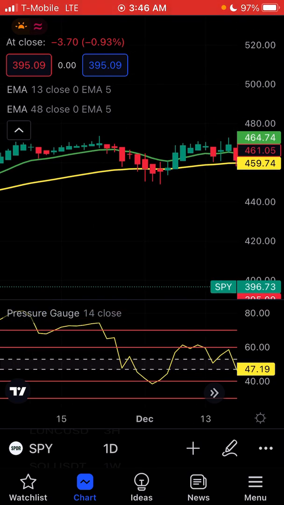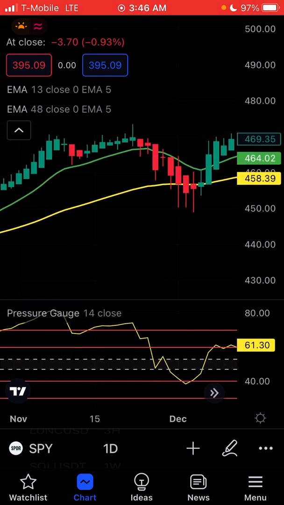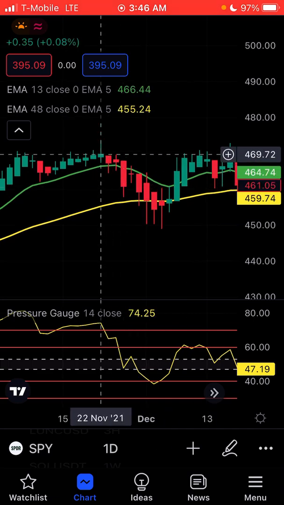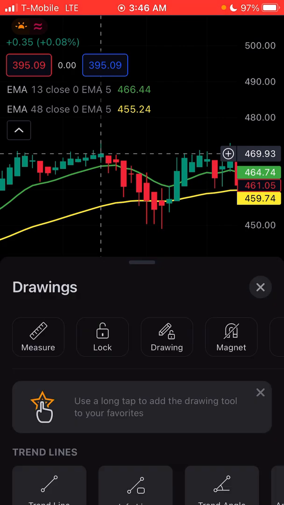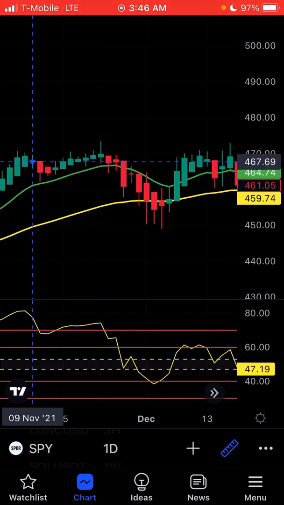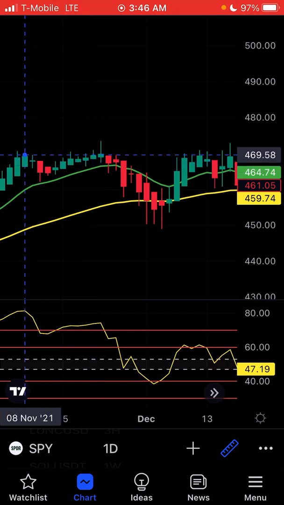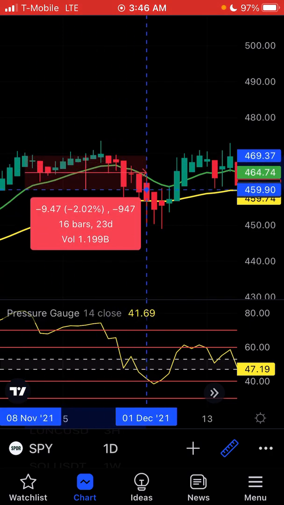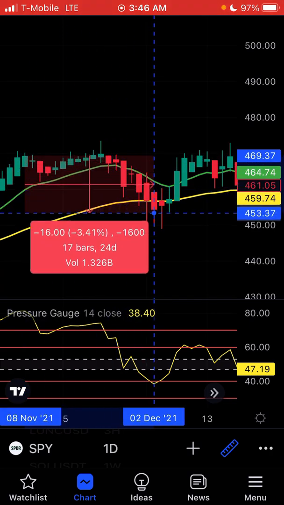Here's an example of a put. Okay, so the yellow line's all the way at the top. All the way at the top. We can do this one, either one. This one's kind of closer to the top. Ride this one out all the way to the bottom. And that is a 3% gain if you're doing options.